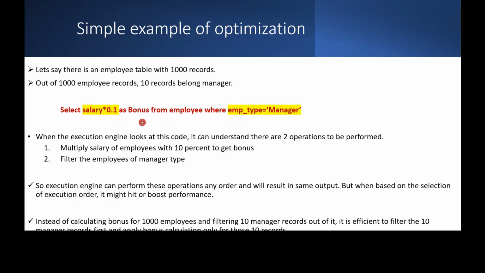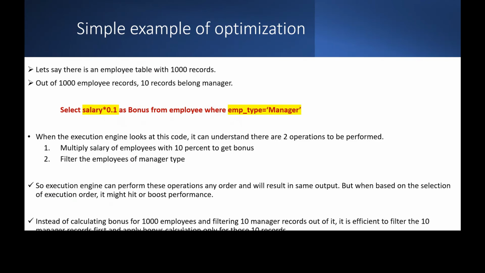So in our example, if it calculates bonus for 1000 employees first, this is time consuming, and unnecessarily it is calculating bonus for 990 records, which we are not interested in. That approach will still give the right output, but it is not good for performance. So the right approach is for the filter to be applied first to filter out only the manager records. Then it will make the resultant data set the smallest.